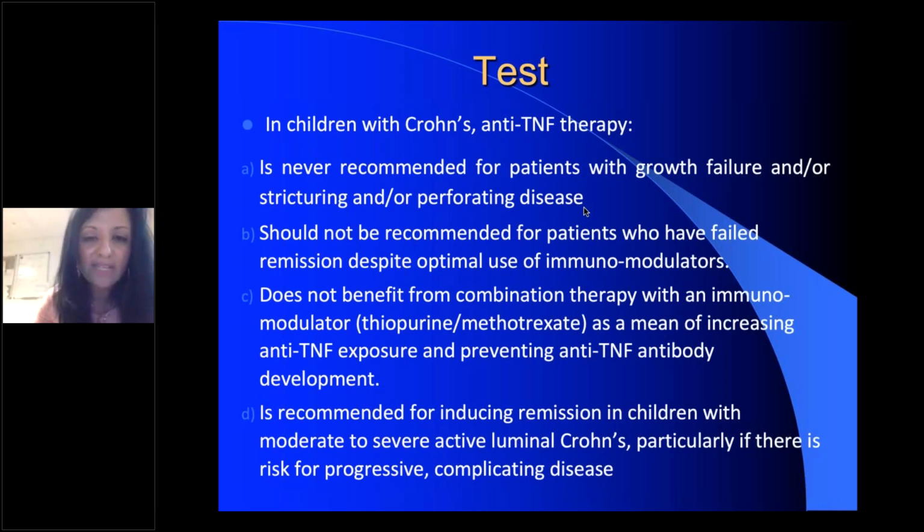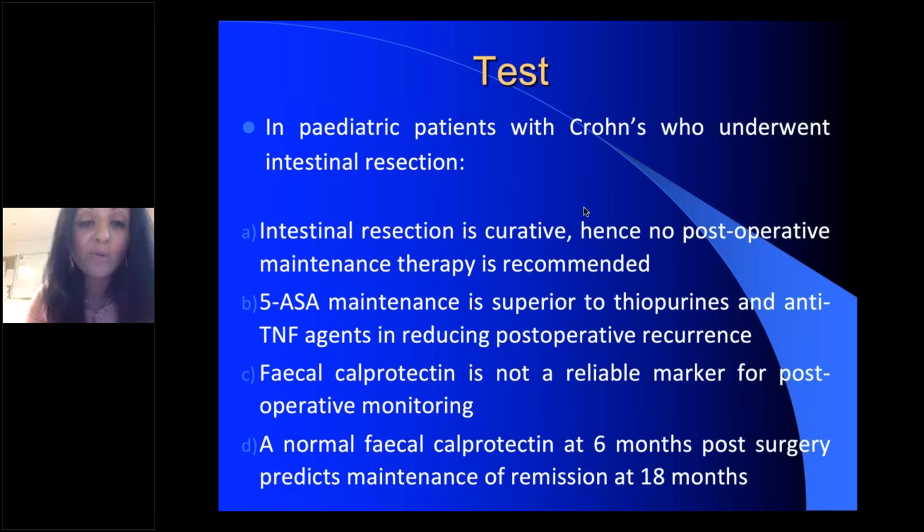A, intestinal resection is curative, hence they don't need post-operative maintenance therapy. B, 5-ASA maintenance is superior to the immune suppressants. C, fecal calprotectin is not a reliable marker for post-operative monitoring. Or D, a normal calprotectin at 6 months post-surgery predicts maintenance of remission at 18 months. And this is just to talk to you about how we go on to observing our patients post-op. Have you given me an answer?